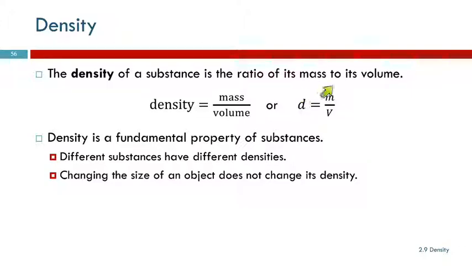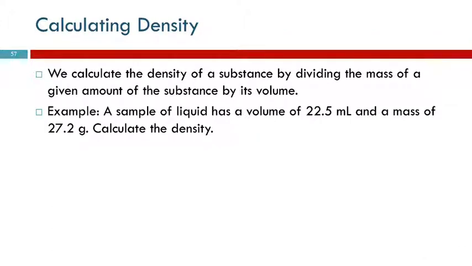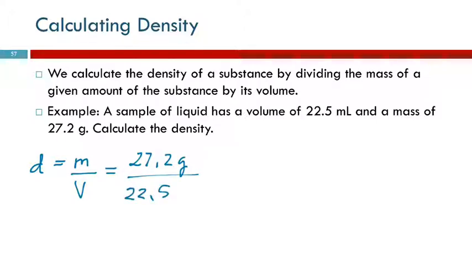So this is an equation you need to know. Density equals mass divided by volume. We calculate the density just by taking the mass of whatever they give us and dividing by the volume. So the example here: a sample of liquid has a volume of 22.5 milliliters and a mass of 27.2 grams. Calculate the density. So this uses an equation. The density equals the mass divided by the volume. So make sure you identify these correctly. The mass is 27.2 grams. The volume is 22.5 milliliters.